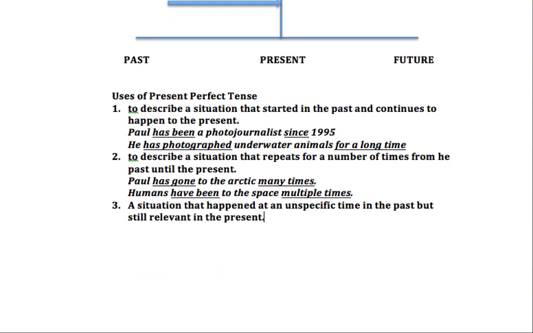So something that happened at an unspecific time in the past but still relevant in the present. For example, when you are asking a question, have you ever done anything dangerous? So it is a question. So we have here, have you ever done? So have and done, we have has or have and past participle. So that is present perfect tense. And then we have the word ever here. So have you ever done anything dangerous?